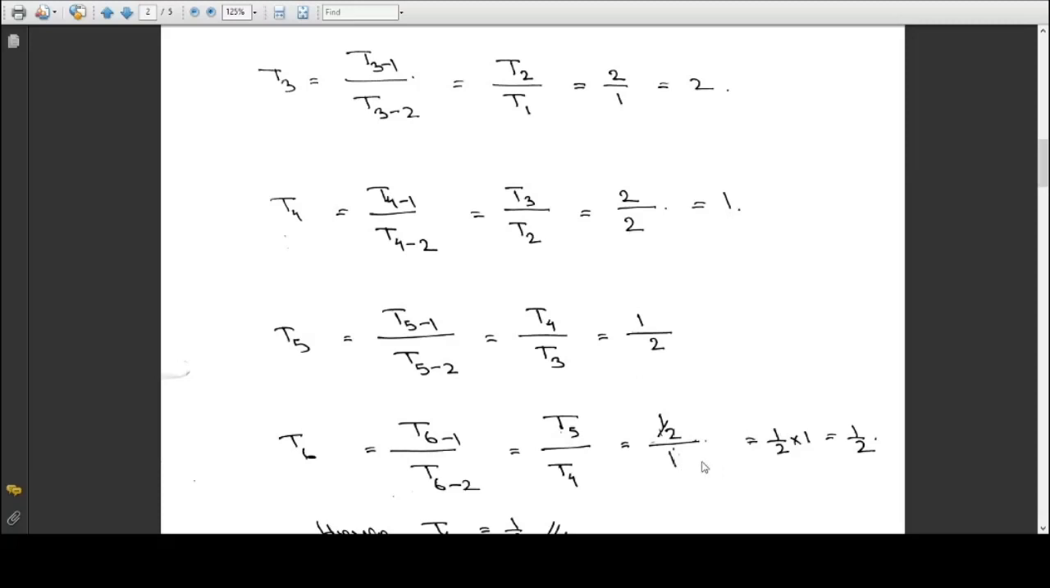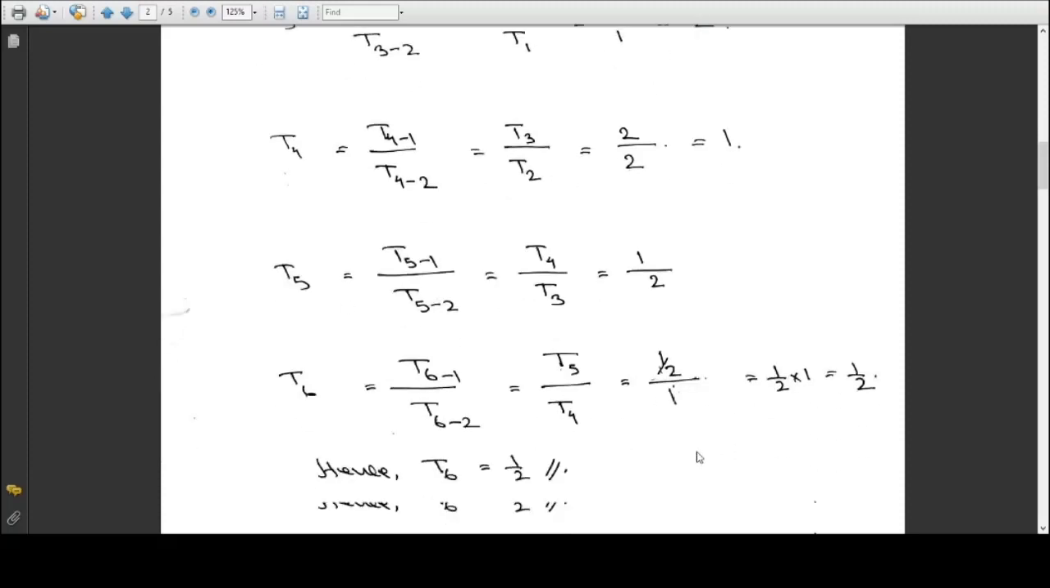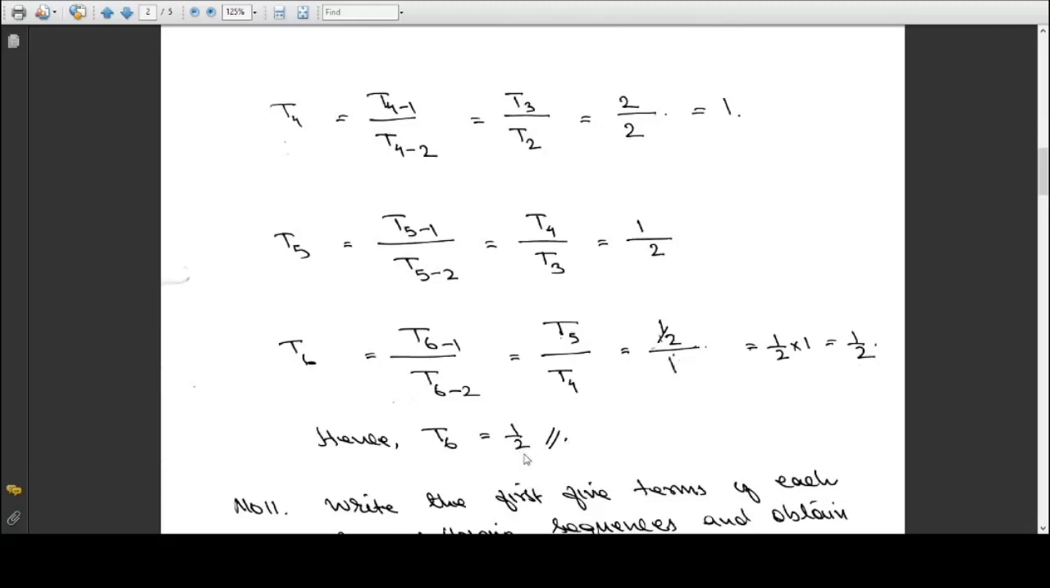You will write 1 by 2 instead of 1. This divided by 1, you change to multiply. The denominator of this 1 is 1. Now if you change this division sign to multiplication, the numerator will go to the denominator and the denominator will go to the numerator. Because it's 1, it will remain 1 only. 1 multiply 1 is 1, and the denominator will be 2. Therefore the term 6 here is 1 by 2.